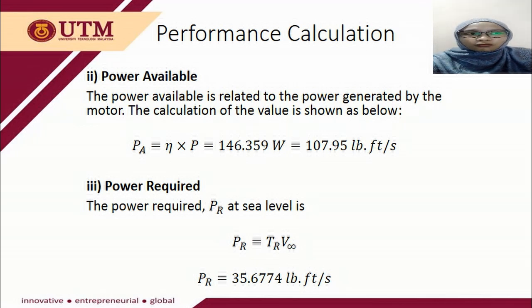Next, we calculated power required for our aircraft by using the equation thrust required times Vstall, and we obtain power required for our aircraft is 35.6774 pound-feet per second. And next, we calculated rate of climb for our aircraft by using the equation stated in the slide. We obtain rate of climb for our aircraft is 9.9378 feet per second.